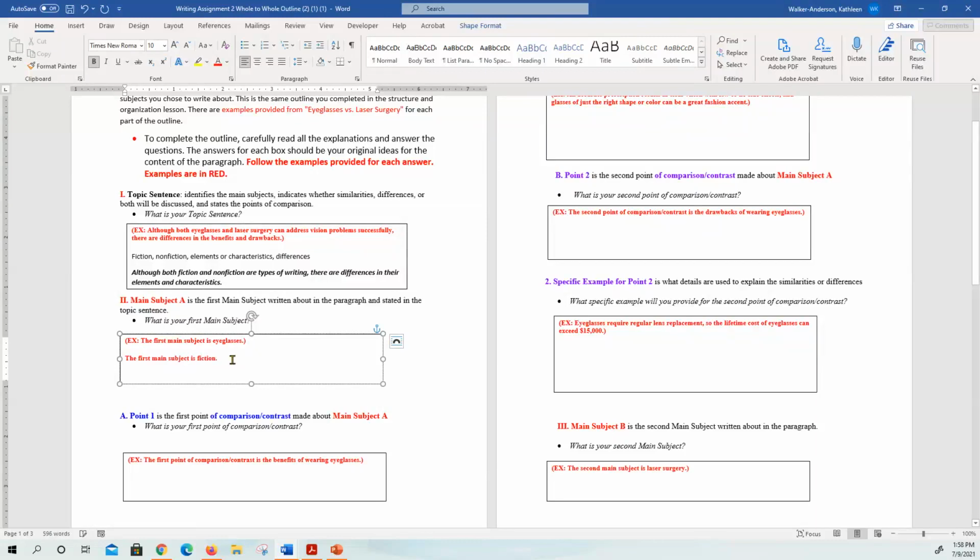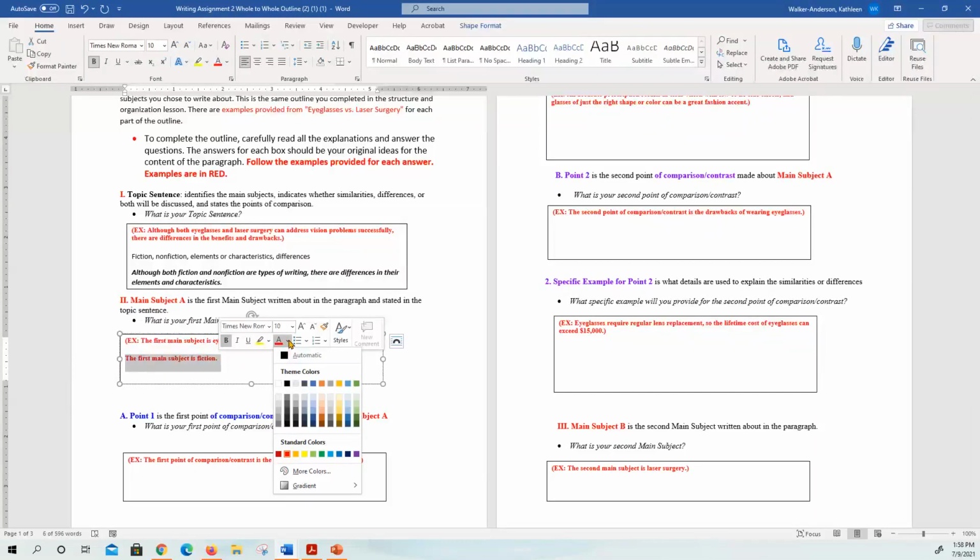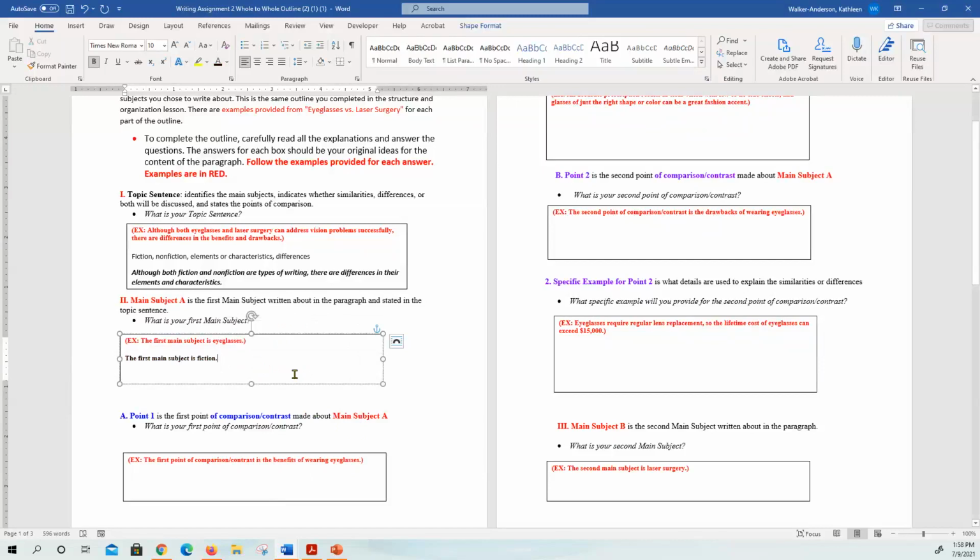So I just copied and pasted that sentence. It would have been easier. All right, I don't want this red though, so if you want to change the color of something, you highlight it and come over to the A and change it to the color you want. So my first main subject is fiction.